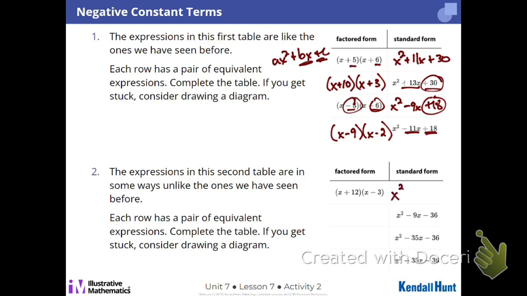So, if the b term's add, what's my b term? 9. Yeah, 9x. My c term is multiply, minus 36. All right, so here's where the little challenge comes then. We're undoing that now. How am I getting x squared? X times x. Okay, here's the next question. How do I multiply to get a negative? That's what I'm leaving you with. You need to finish that one up.